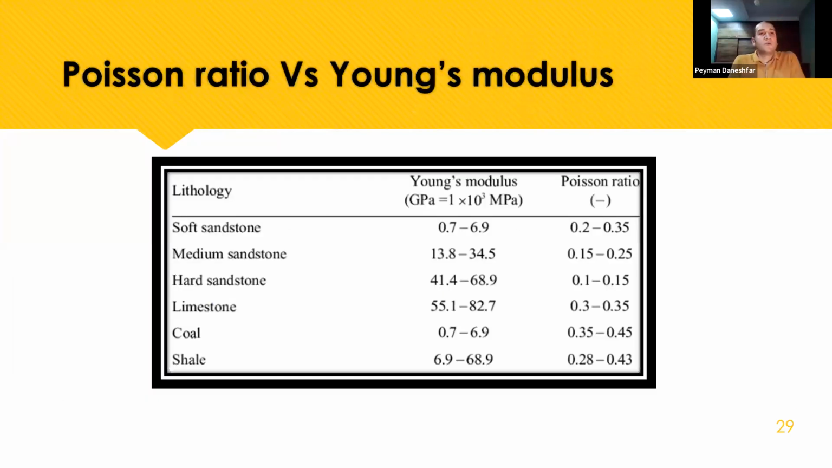This is some quantity for the Poisson ratio and Young modulus for some rock or formation types: soft sandstone, medium sandstone, hard sandstone, limestone, coal, and shale. If you can see here, it's shown in megapascals because of the SI unit, but sometimes we may convert to PSI, or mega PSI.